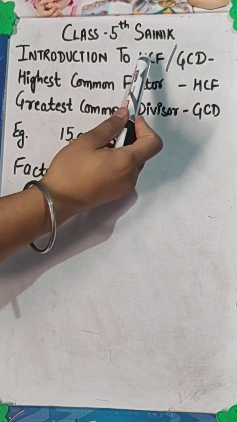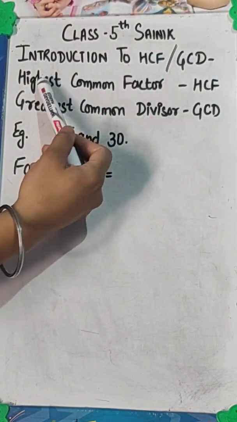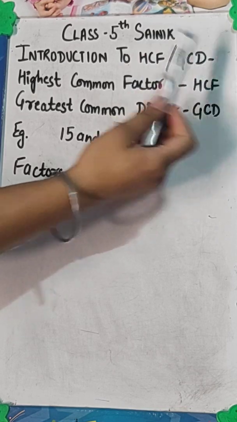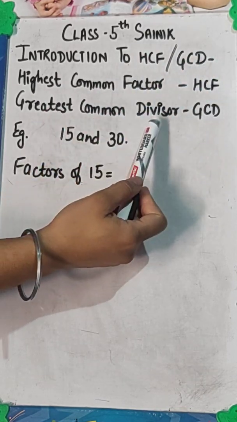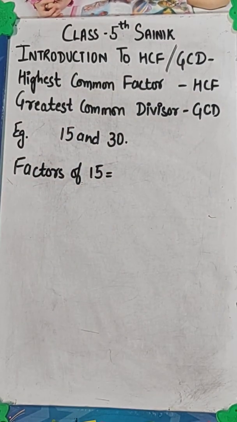Look here everyone, HCF is also known as GCD. HCF stands for highest common factor and GCD stands for greatest common divisor. GCD is another name for HCF, highest common factor.